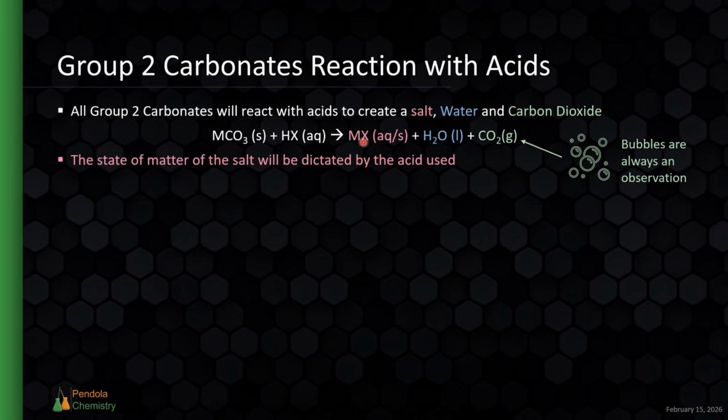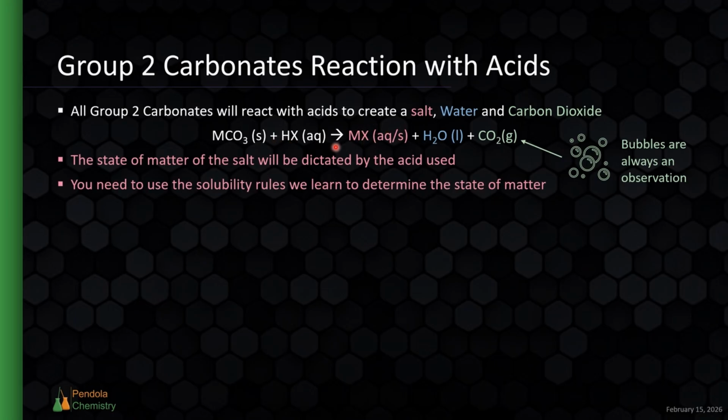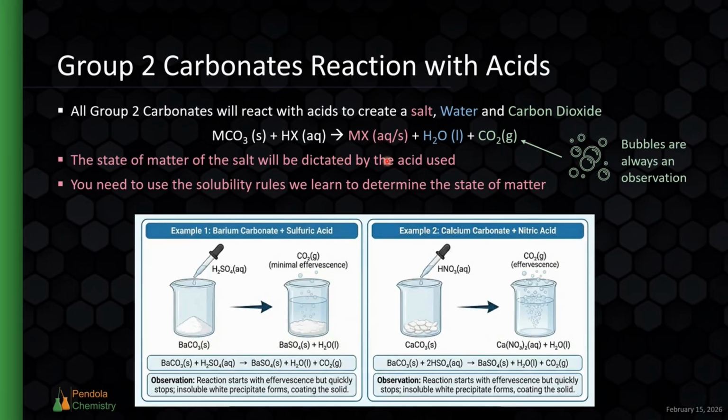Now, the state of matter for the salt, again, like we just discussed earlier, is going to be dictated by the acid. Why the acid? The salt is created, so the anion, the X in MX, comes from the acid. So depending on what this acid is and what combination of group 2 metal with what anion we get, it's going to determine the state of matter of that ionic compound.